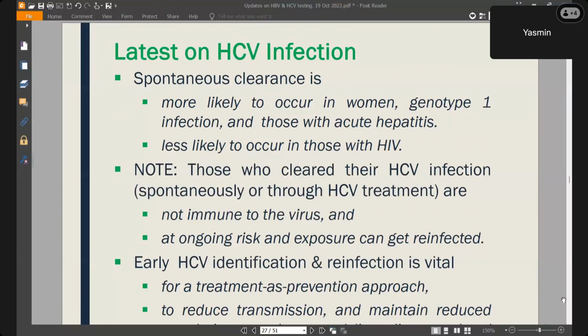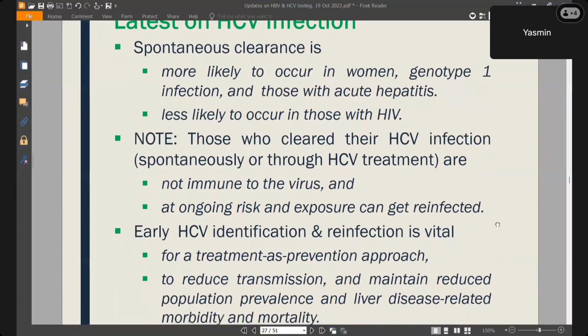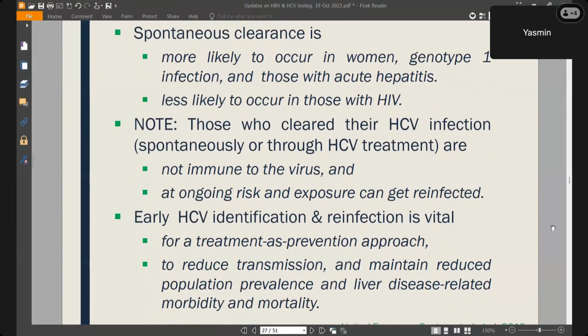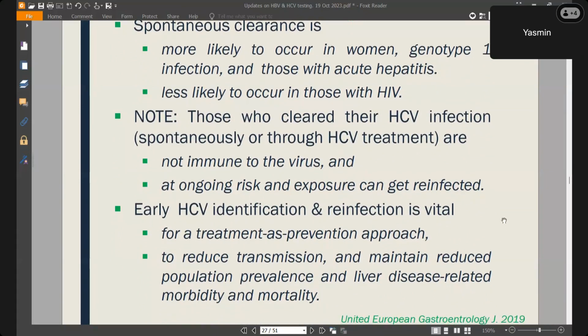The next slide is rather interesting because it relates to genotype. They found that spontaneous clearance tends to occur more often in women, those who have genotype 1, and of course those with acute hepatitis. Less likely, ironically, to occur in those with HIV.